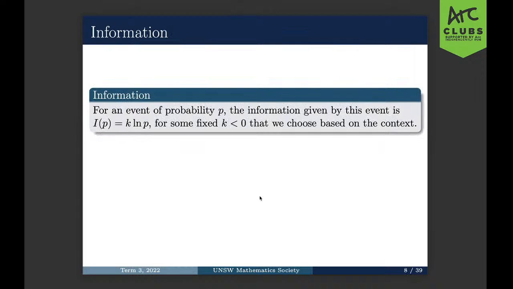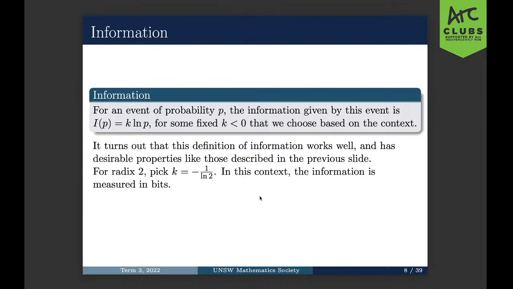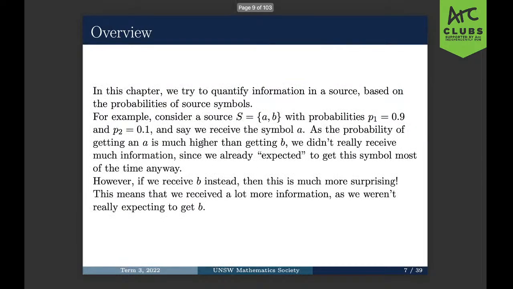And here's the definition. If there's an event of probability p, then the information given by this event happening is just k log p for some fixed k less than 0, and that's chosen based on the context. For radix 2, we pick k equals -1/ln 2, and the information is measured in bits here. In any arbitrary radix r, we pick k equals -1/ln r, and the information is measured in radix r units. It turns out that this definition of information works really well because it has all the properties that we want.